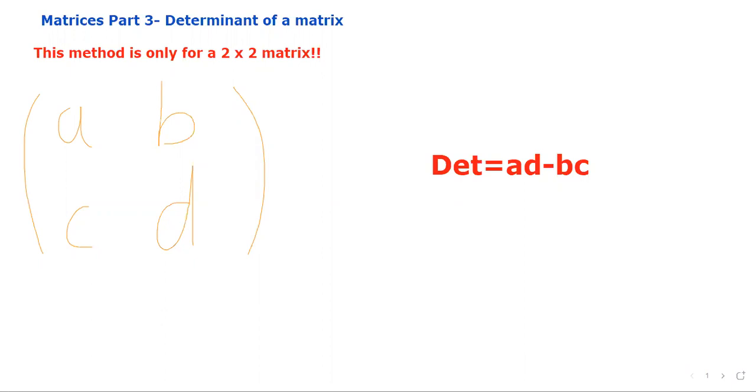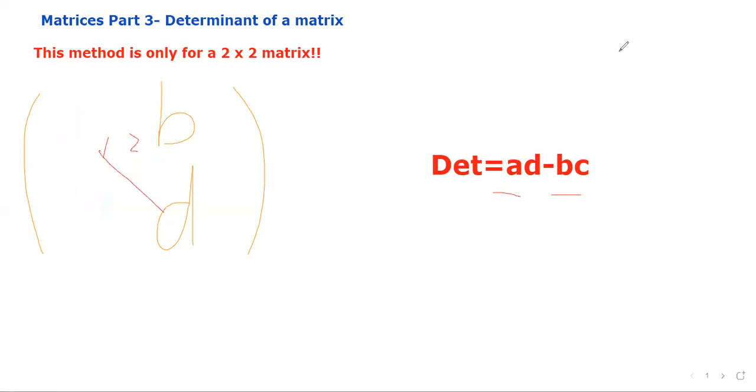A 2 by 2 matrix has 4 elements, A, B, C, and D. Simple, just one equation. The determinant of a matrix is just equal to A by D, subtract BC. So if we have a 2 by 2 matrix, you have just the two diagonals: one diagonal and the second one. It's basically the first diagonal subtract the second diagonal, if you want to look at it like that. So just AD minus BC, one simple equation.